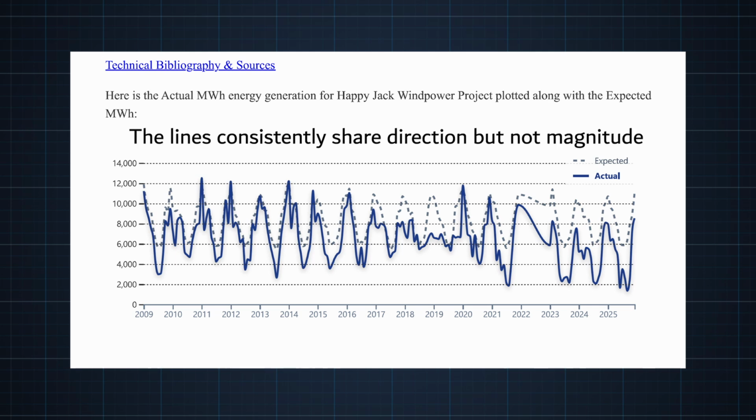And we can see with the Happy Jack Wind project right off the bat that the way that these lines track each other means that the model itself is definitely working well, consistent with what we would expect one of these to look like. Moving on from the executive summary, we then look at performance metrics.